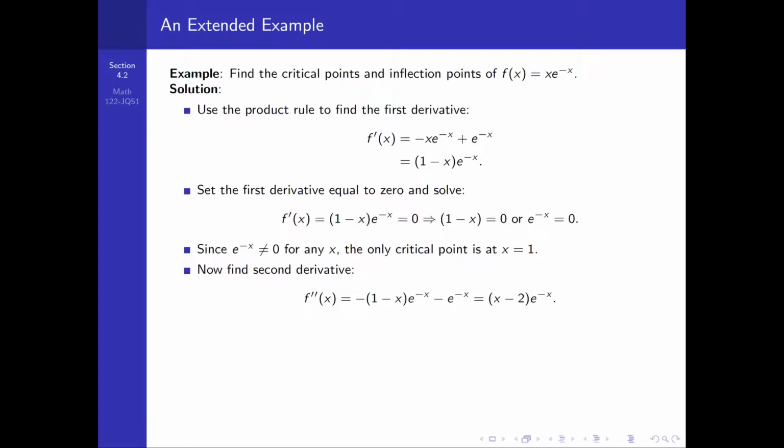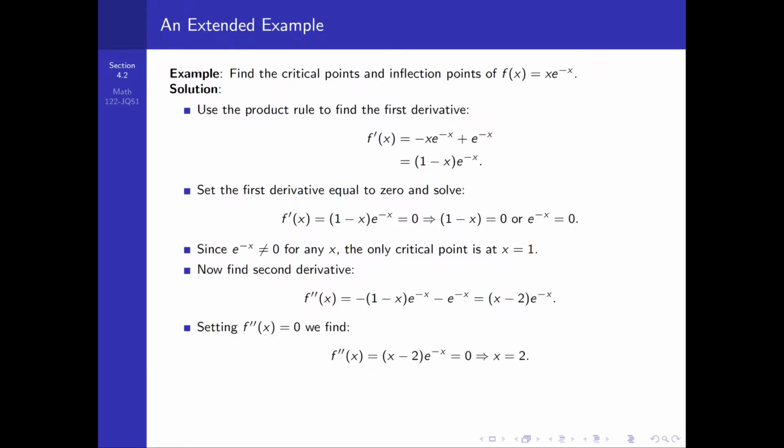In this case, the second derivative gives us negative 1 minus x times e to the negative x, minus e to the negative x, and again, we can make this expression look a little bit nicer, and it ends up being (x minus 2) times e to the negative x for our second derivative.